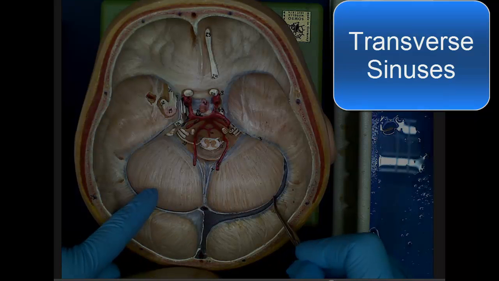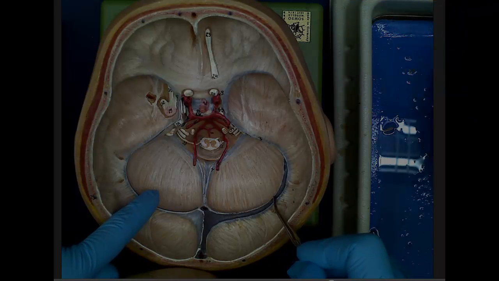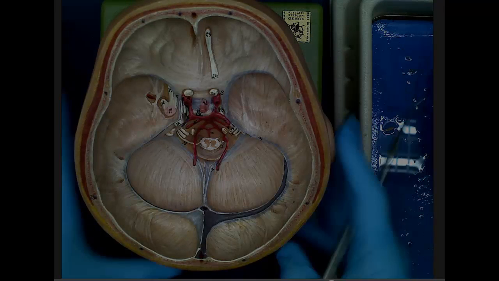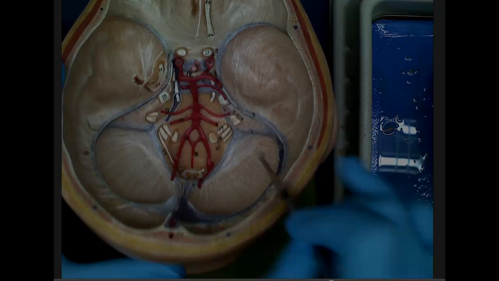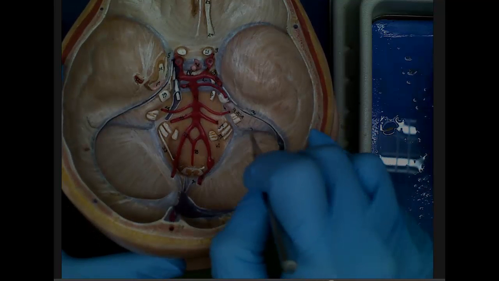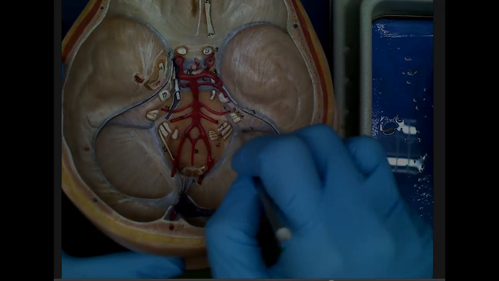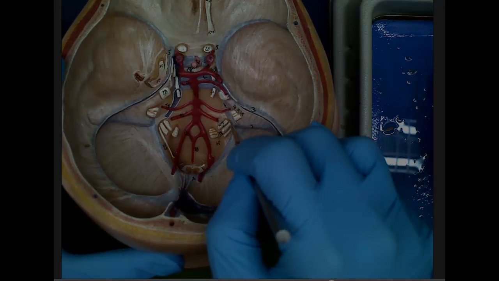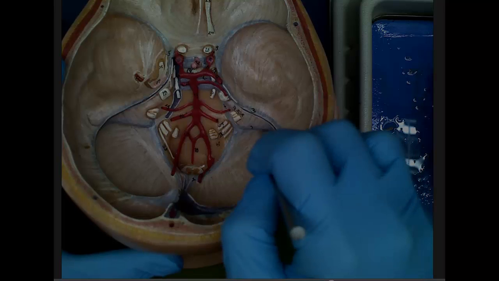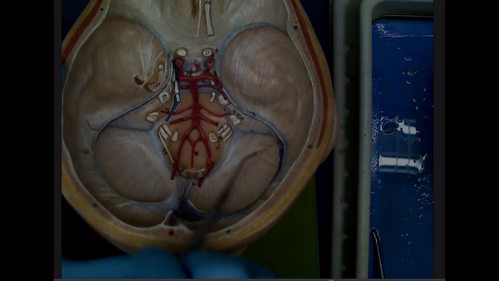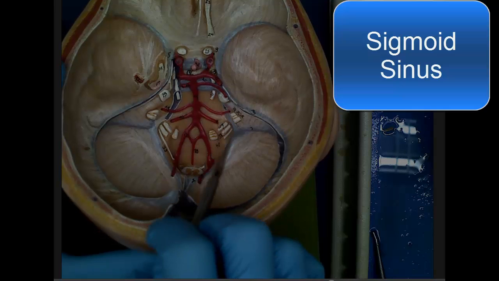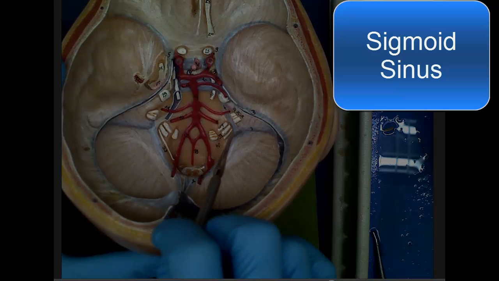What forms the transverse sinuses? Tentorium cerebelli. And when you follow transverse sinuses around, you see that it kind of swoops down to jugular foramen. This swooping down from here, from the split to the nerves is called the sigmoid sinus.